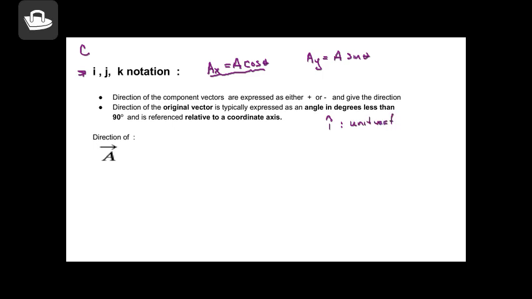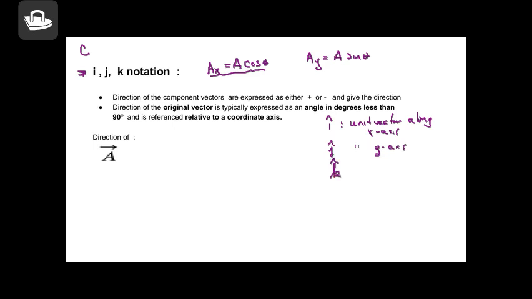in the direction, or along the direction, of the x-axis. And then J, and this little caret here is called a hat, is similar, but it's along the y-axis. And then K hat is a unit vector along the z-axis.